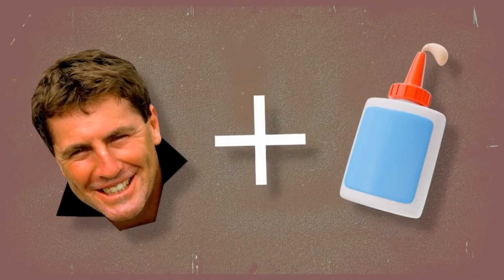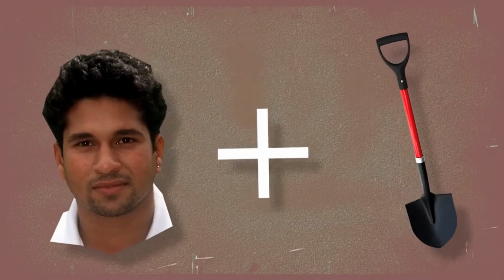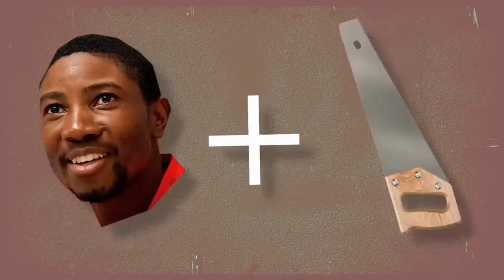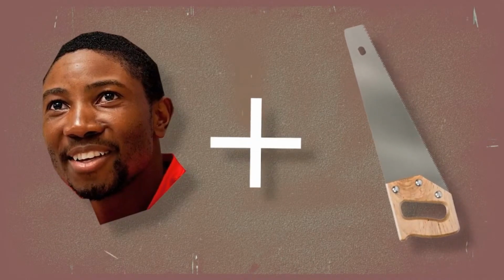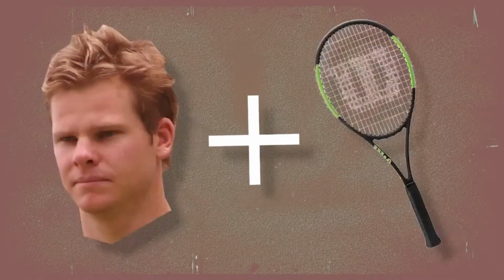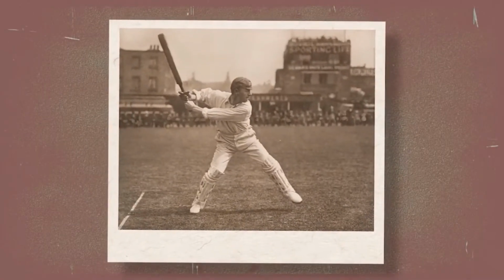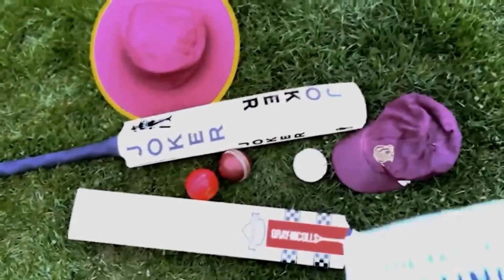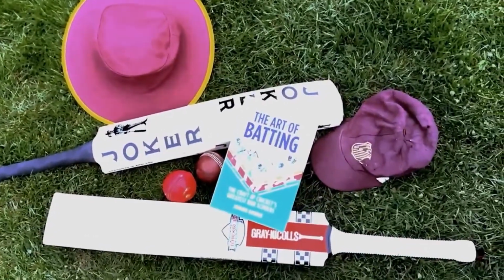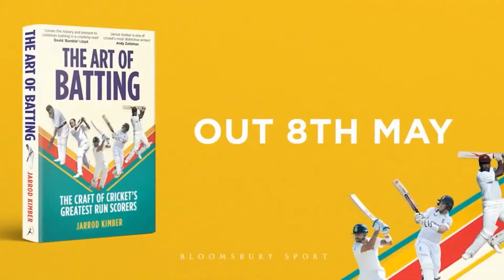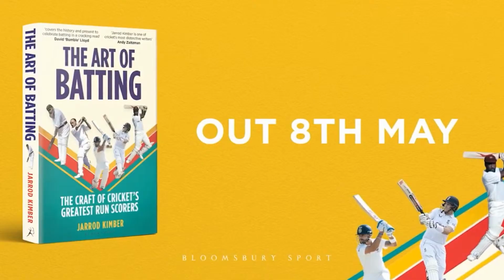Brian Lara used pot plants to work on his placement. John Wright glued his glove to his bat. Sachin Tendulkar dug up practice pitches. Tatenda Taibu cut the top off his bat. Claire Taylor used a hockey grip. Steve Smith was from tennis. Dean Jones would call phantom runs. And Victor Trumper turned the nets into a war zone to survive. The best batters in the world do whatever they have to make runs. We have told their stories in our new book, The Art of Batting.